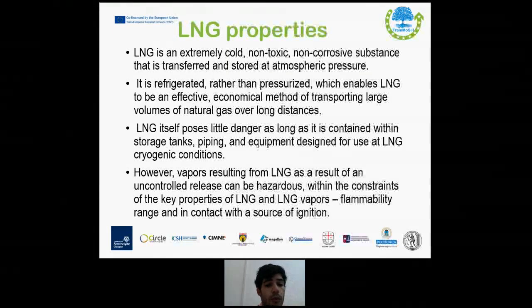LNG itself poses little danger as long as it is contained within storage tanks, piping, and equipment designed for use at LNG cryogenic conditions. However, vapors resulting from LNG as a result of an uncontrolled release can be hazardous within the constraints of the key properties of LNG and LNG vapors: flammability range and contact with a source of ignition.